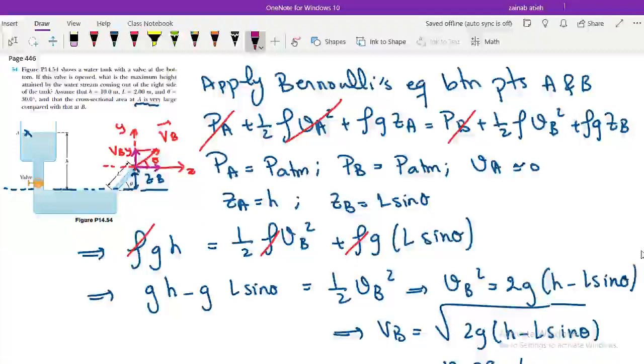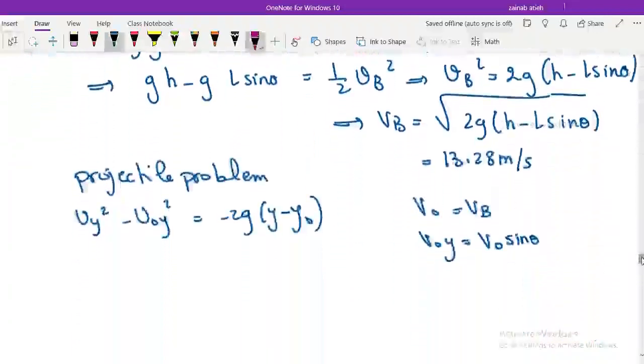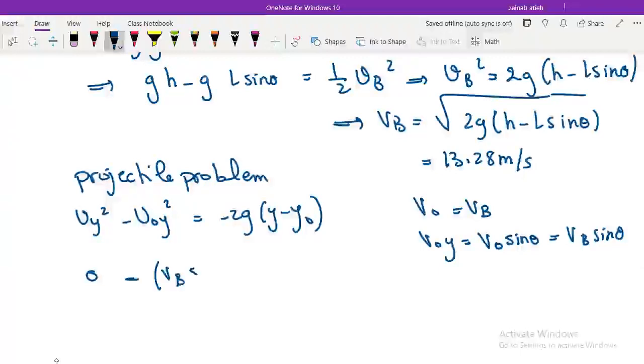In this equation, only the sine component appears. So it's V0 sine theta, which is VB sine theta, because V0 in the case of projection is VB, at point P. What we know is that at the maximum height, Vy will be equal to 0. So 0 minus VB sine theta squared equals minus 2g y.